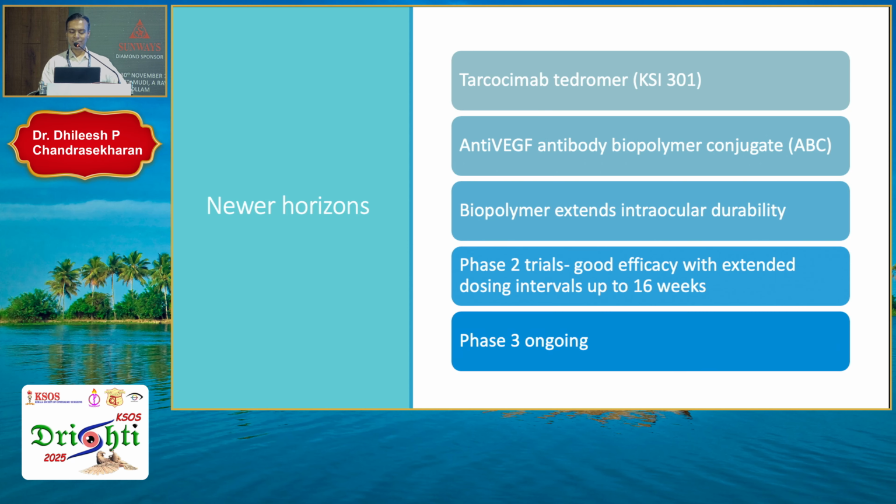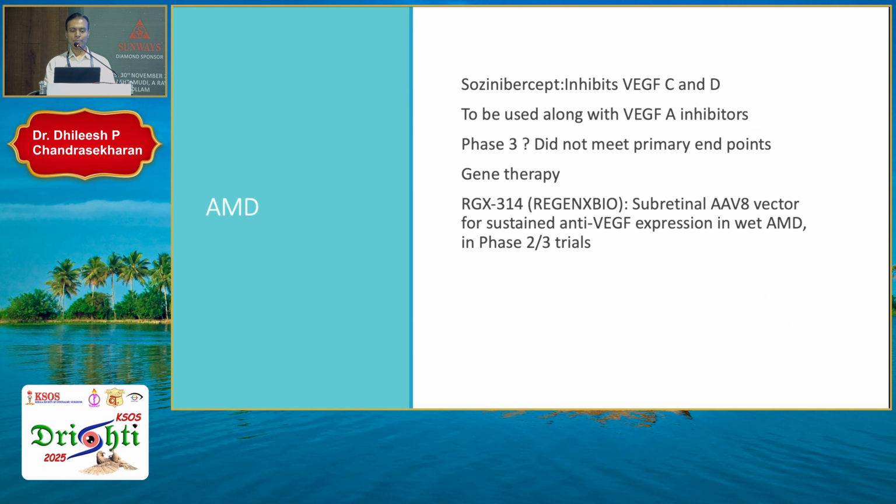And the newer drugs that are coming up in this are tarcocimab tedromer or KSI301. This is an anti-VEGF antibody biopolymer conjugate. This biopolymer binds the drug and extends the intraocular durability. Phase 2 trials have shown good efficacy with extended dosing interval up to 16 weeks. Phase 3 trials are ongoing now.